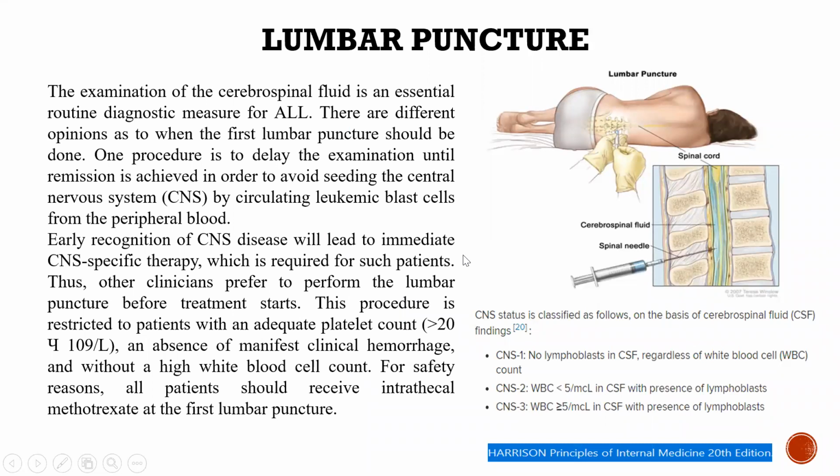The examination of the cerebrospinal fluid is an essential routine diagnostic measure, and there are different options as to when the first lumbar puncture should be done. One procedure is to delay the examination until the remission is achieved in order to avoid seeding the central nervous system by circulating leukemic blood cells from peripheral blood. Earlier recognition of central nervous disease will lead to immediate specific therapy, which is required for such patients.